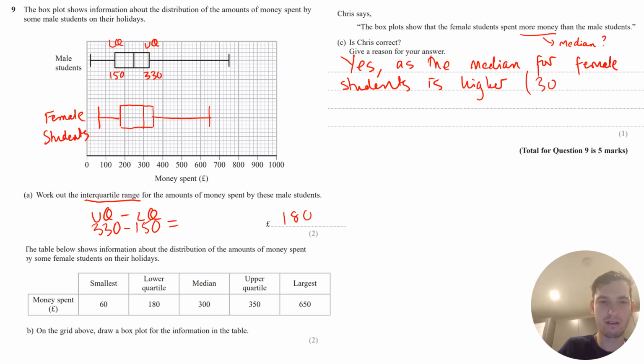So it is 300 for female students versus 250 for male students. Next question.